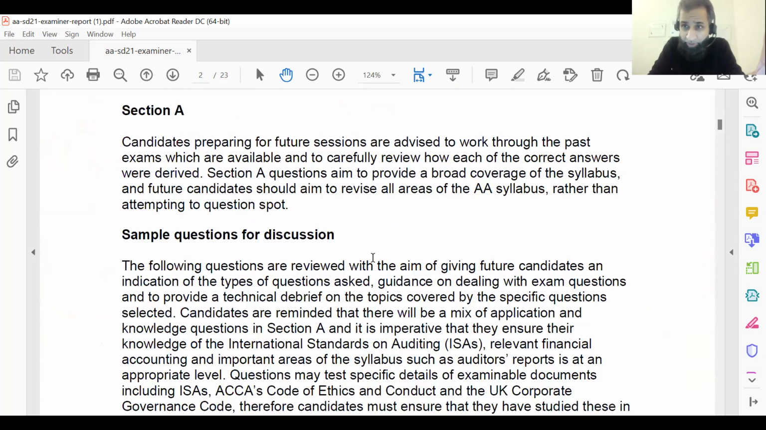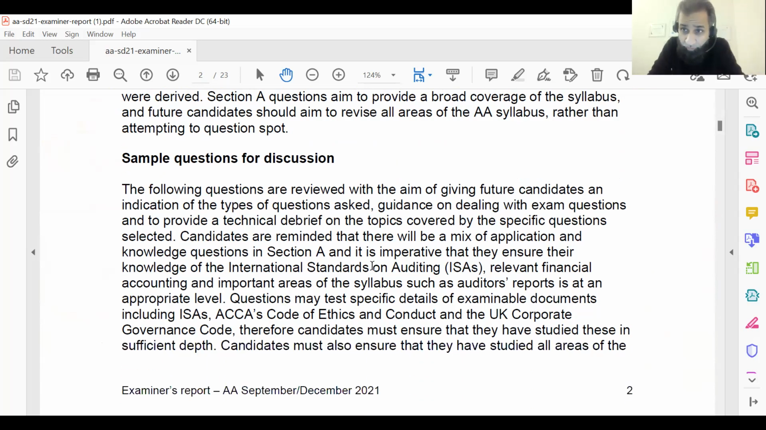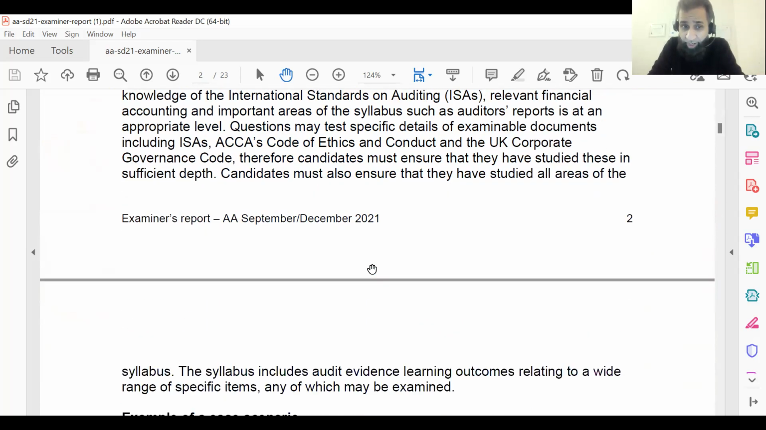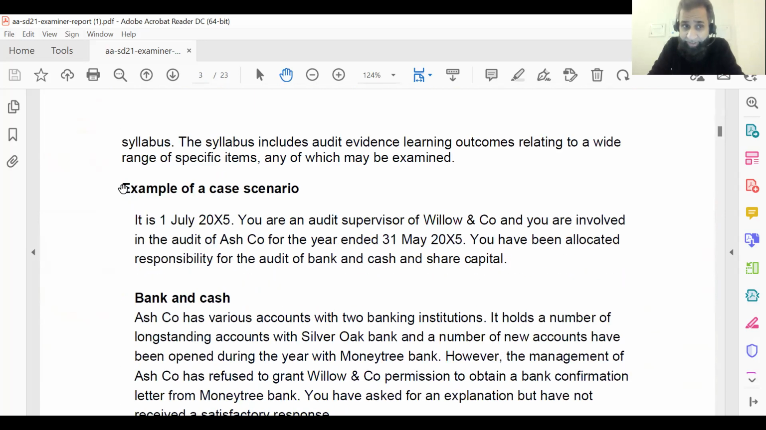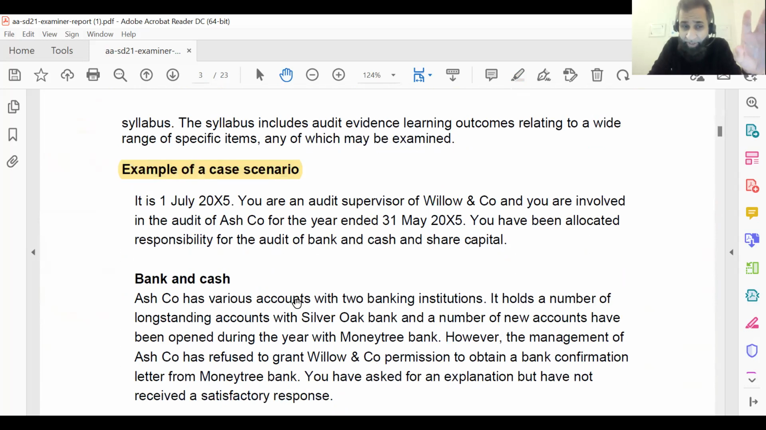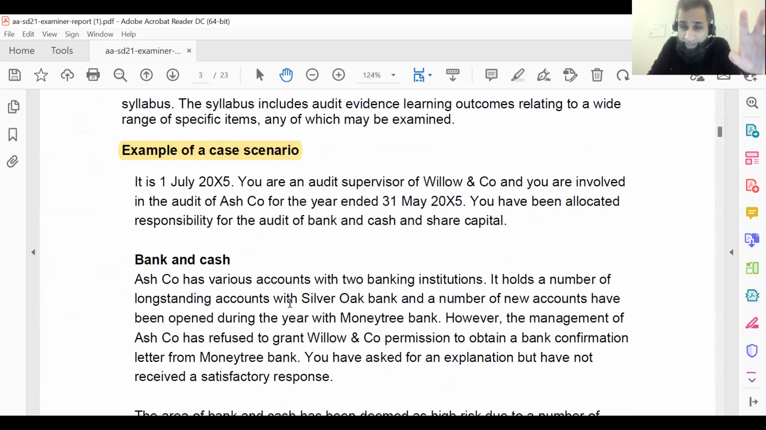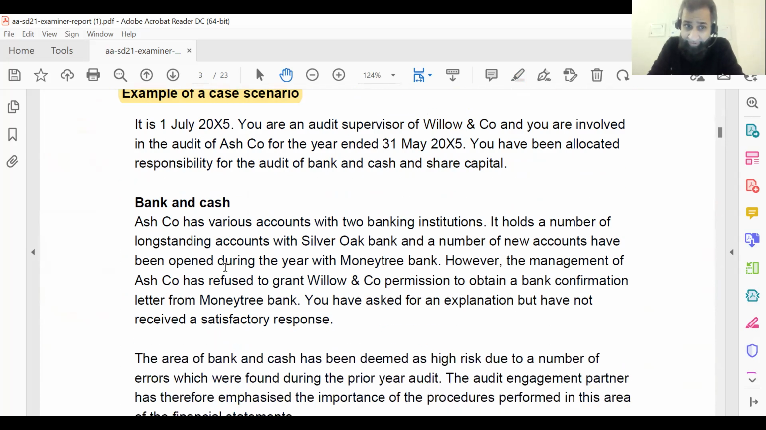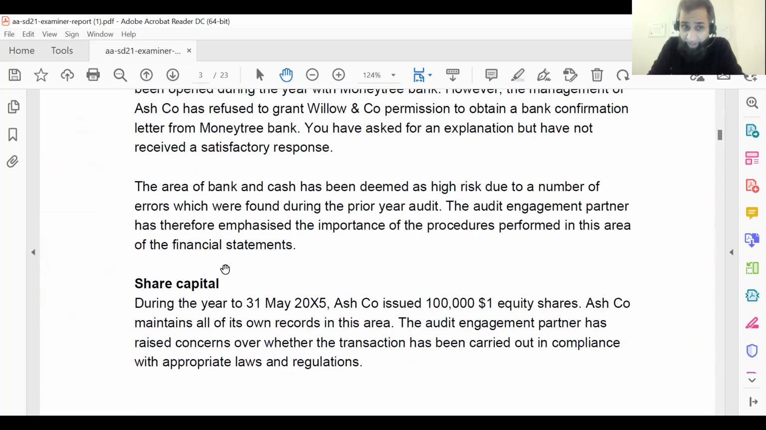In the section A examiner report, the examiner will tell us what the students did good and bad. But also in the examiner report for section A, you can find the examiner is giving us some examples of the case scenarios. The examiner is giving us some examples of the OT cases and OT questions which came in the December 21 exam. So see, the examiner is giving you the case right in the examiner report.